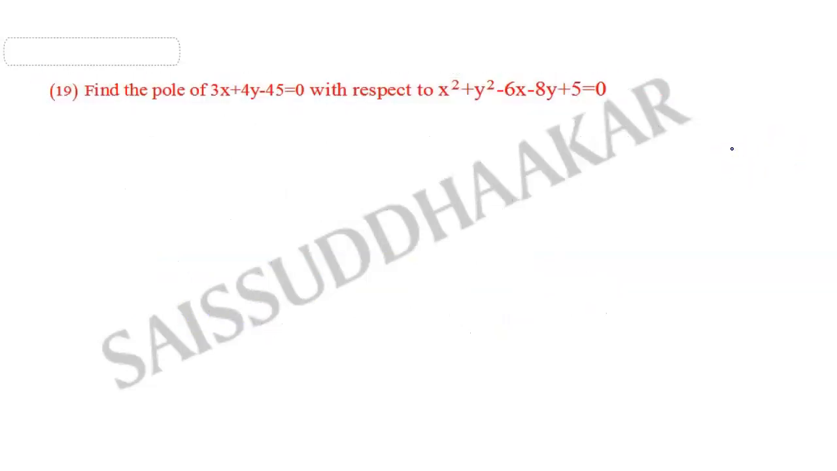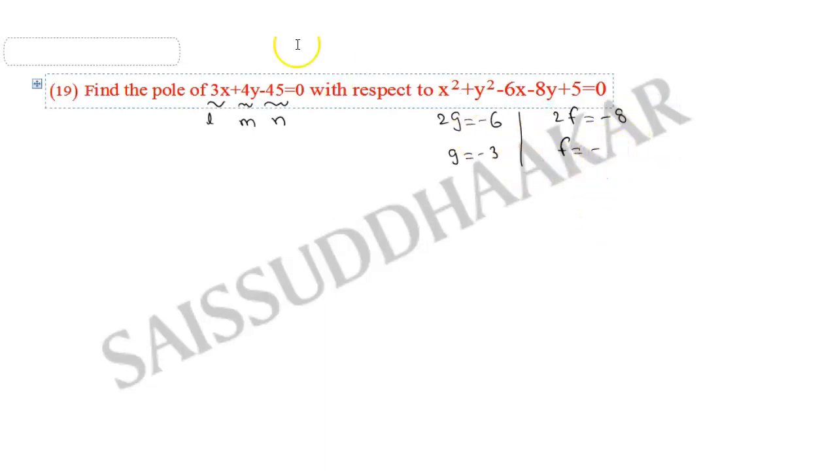Same here, find the pole of the line. So here directly I am writing: this value is L, this value is M, this value is N, and here 2G is equal to minus 6, G is equal to minus 3, and 2F is equal to minus 8, F is equal to minus 4, and C is equal to 5.